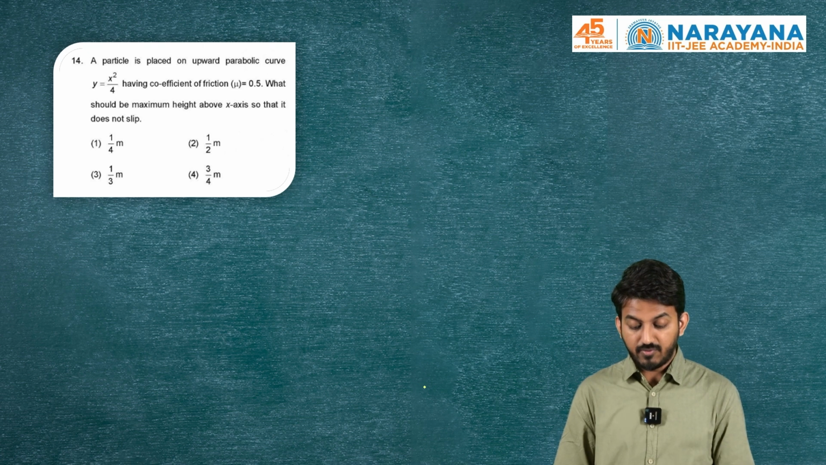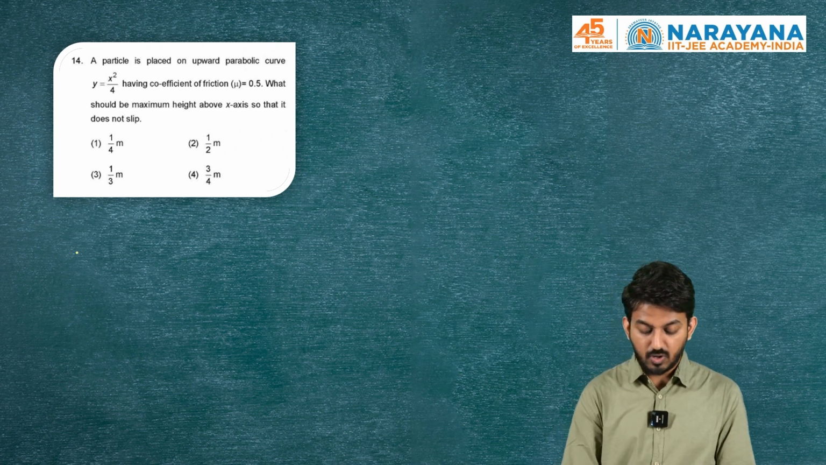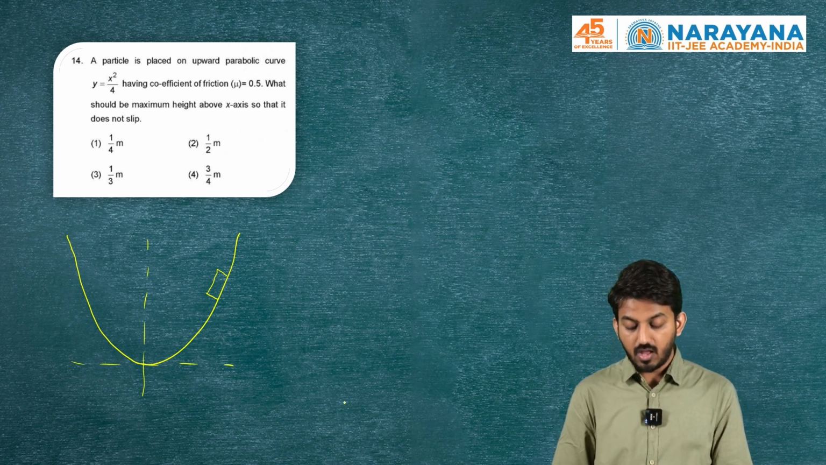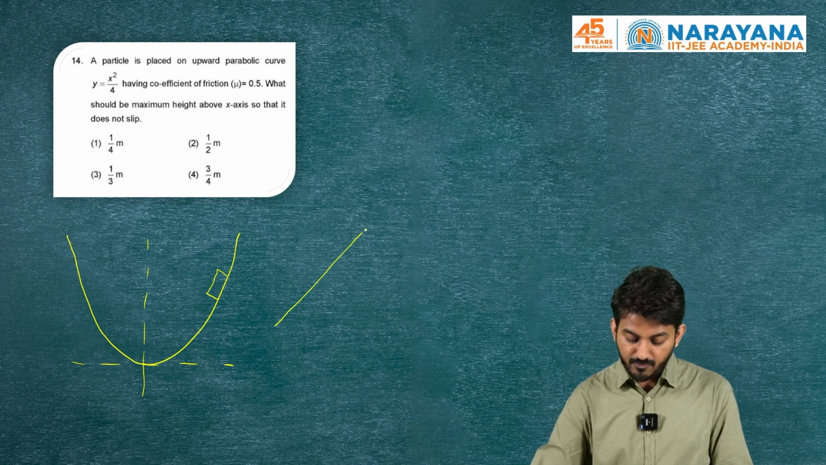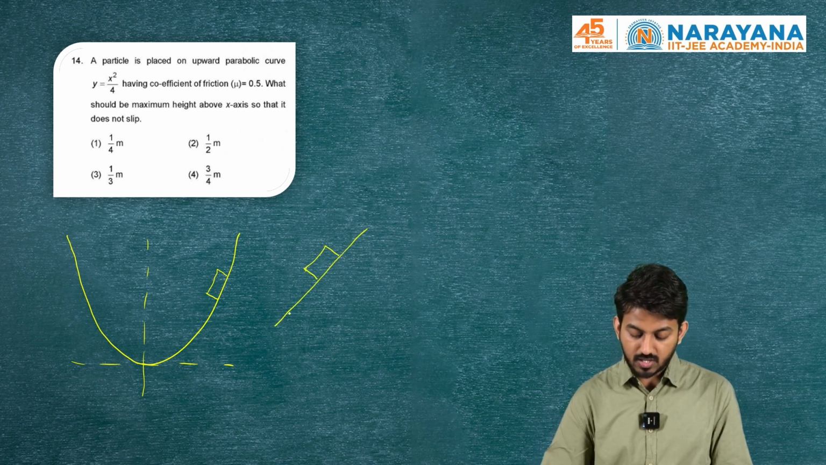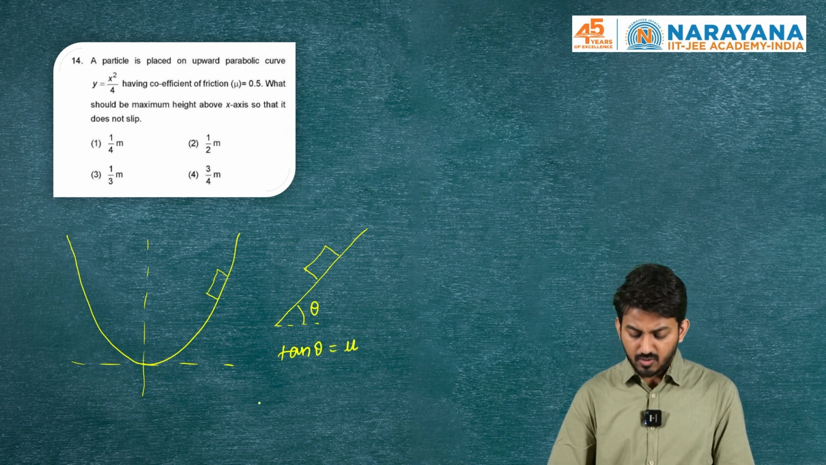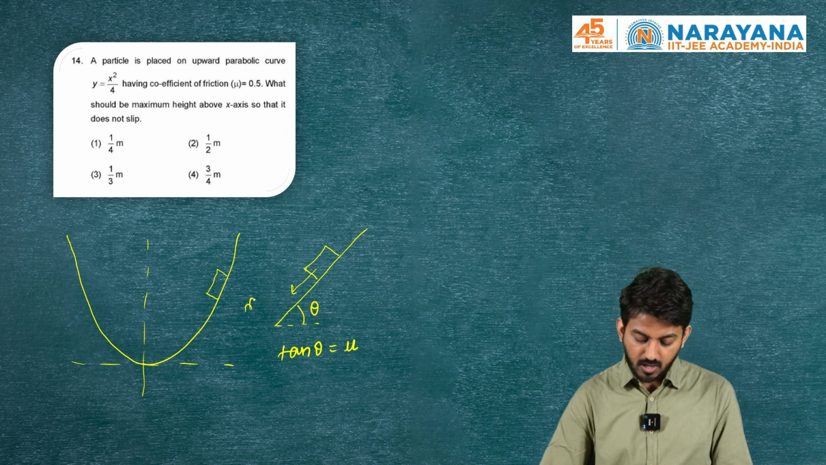Now next we have a particle which is placed in a parabolic curve, and we are placing it at a certain position. What is the maximum y above the x-axis so that it does not slip? Here we can think in terms of angle of repose. If we have some inclined plane and we place some object on that, the maximum angle at which it will not slide is called the angle of repose, and tan theta comes out to be equal to mu. You can do that by drawing the FBD.